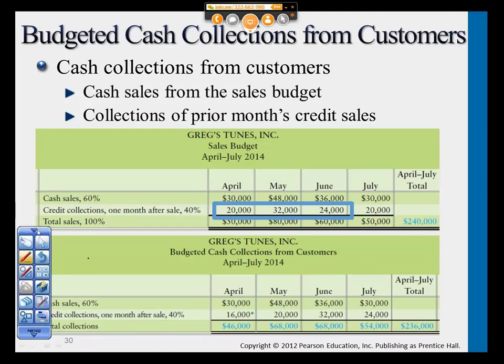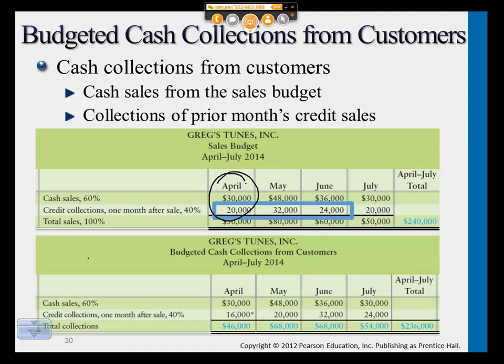So we have 2 parts. Let's look at this. We have April's cash sales from the budget, and we have collections of March credit sales, right? And they're all in here. Correct? Okay, so let's try to trace.